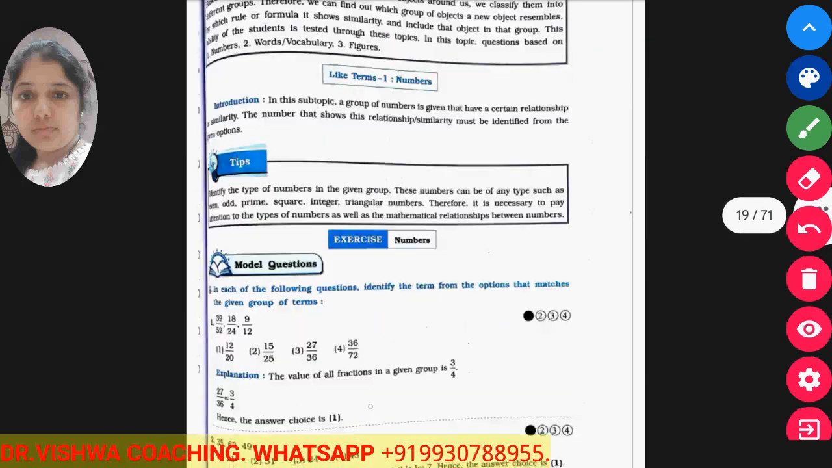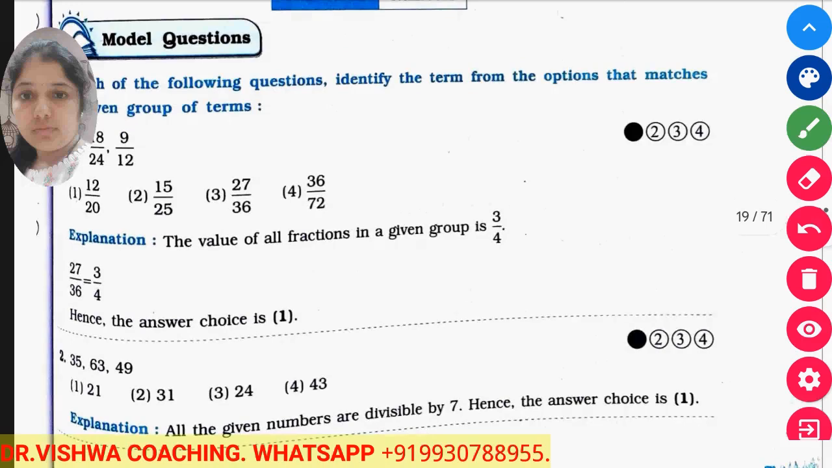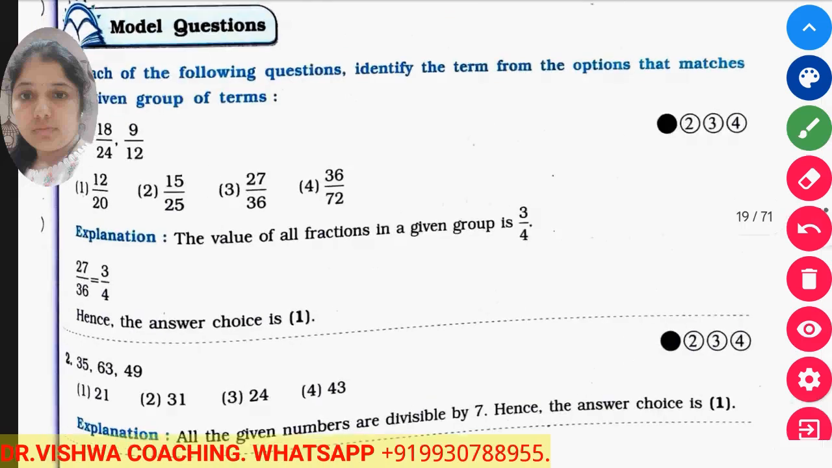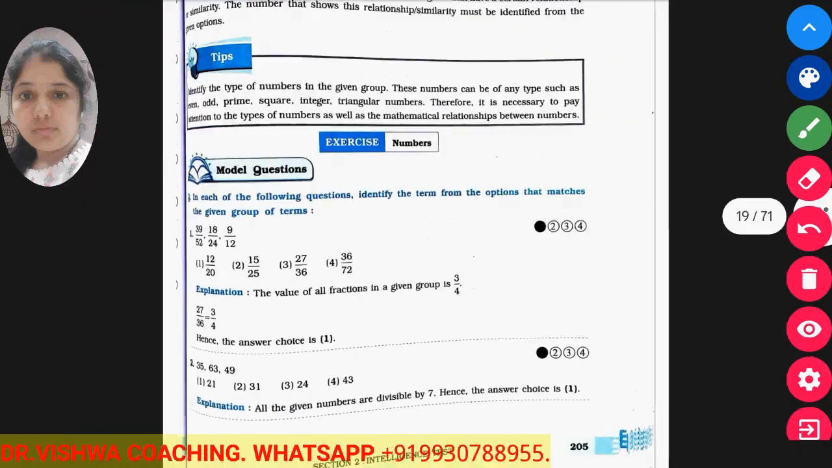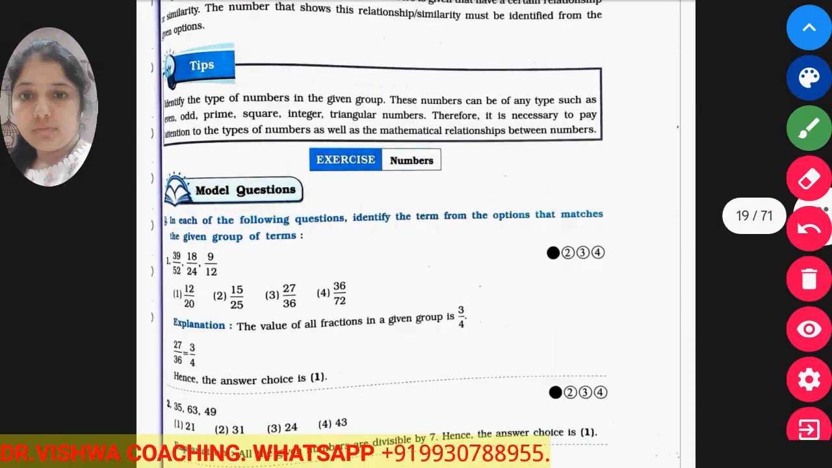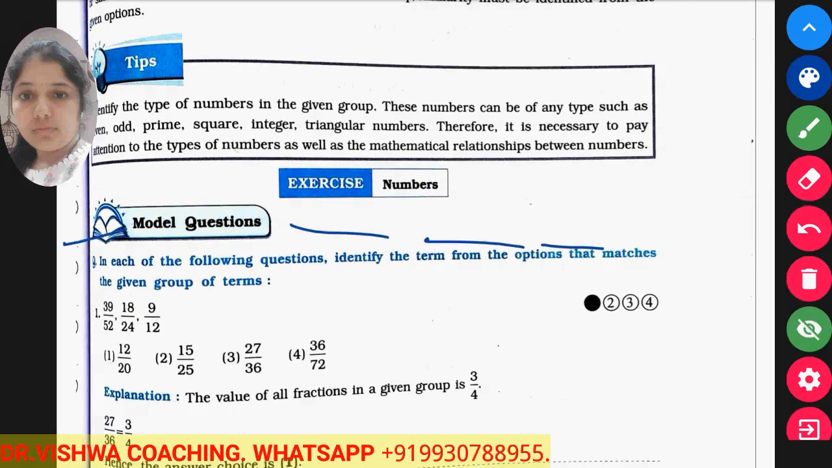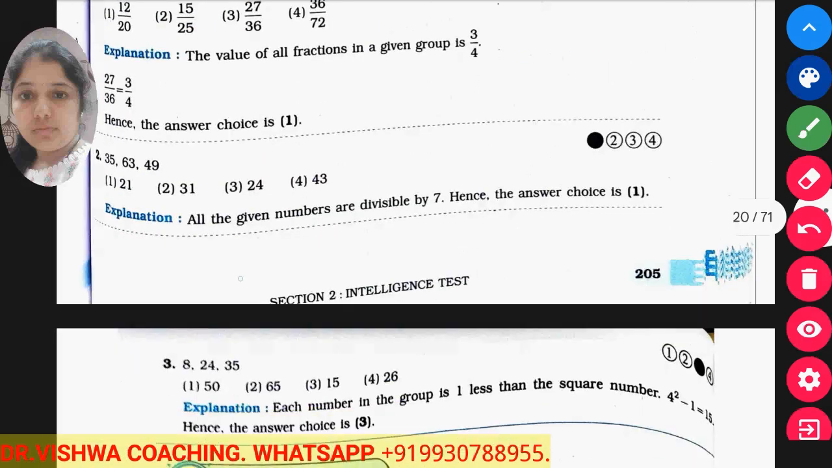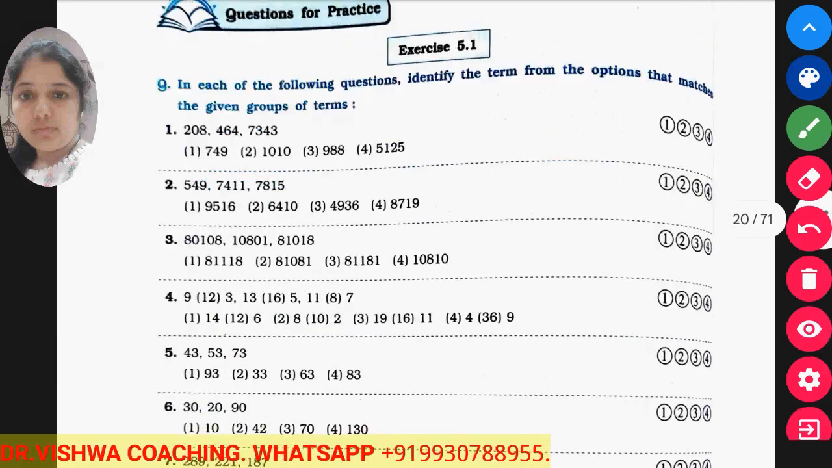Again, three terms or a number of terms are given to you, and you have to find the fourth term, the one which has a similar pattern to that shown in the question. These groups may be based on odd-even numbers, prime numbers, triangular numbers, integers, whatever we have seen in series and order and previous topics. The same way we have to find the identical terms here.